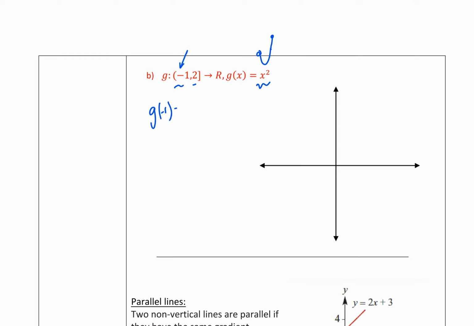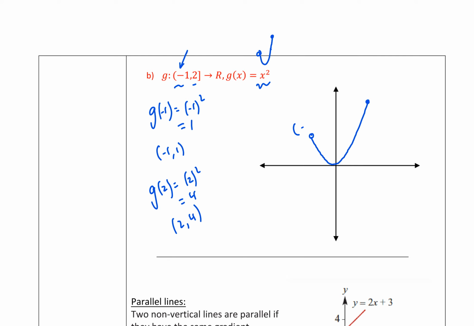So g of -1 is equal to -1 squared, which is 1. So I have one endpoint at -1, 1. My other endpoint, g of 2, is 2 squared, which is 4. So we've got 2, 4. Sketching this graph, I know that I've got -1, 1, 2, 4, a turning point at 0, 0. I'll label this x and y and call my graph y equals g of x.